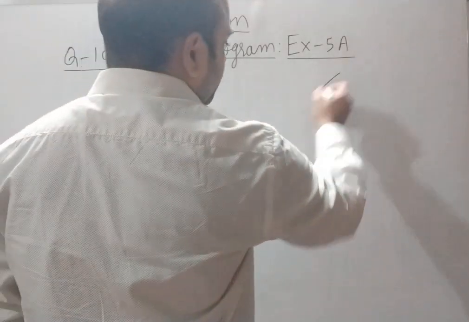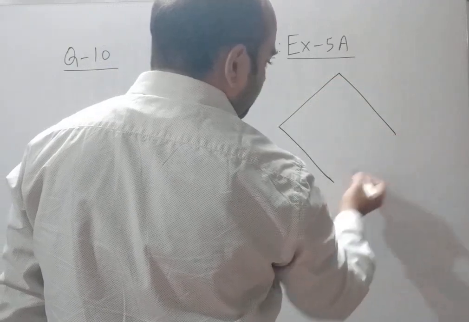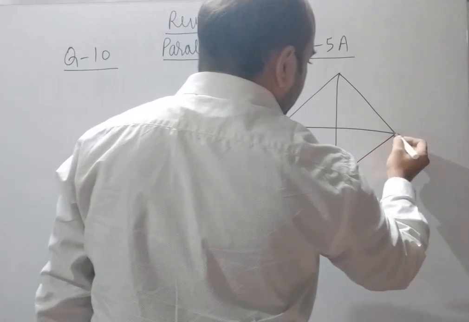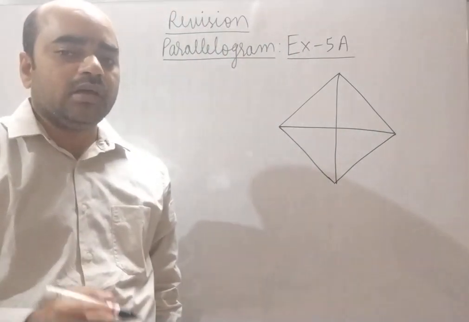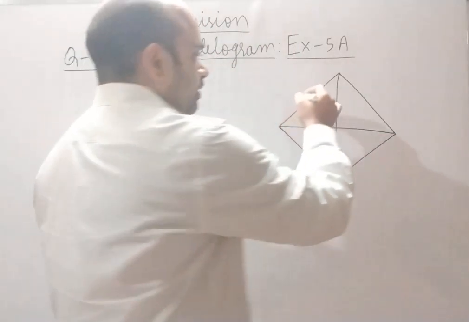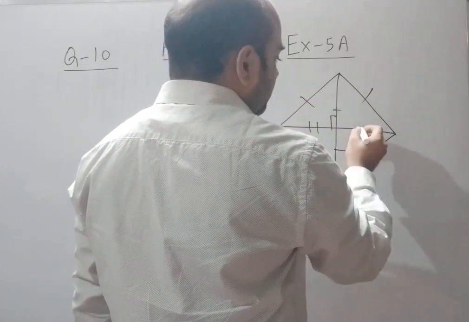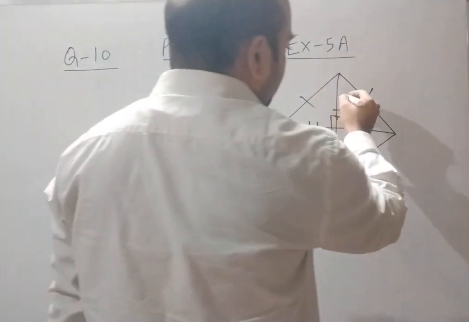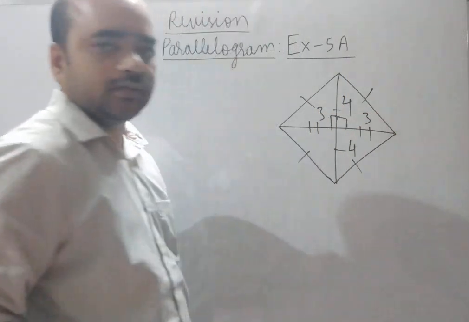See, rhombus is given and diagonals are given. Diagonals are 8 and 6, correct? So rhombus means all sides are equal and diagonals bisect each other at 90 degree. In rhombus all sides are equal and diagonals bisect each other at 90 degree, correct? So diagonals are 8 and 6. It means this will be 4, 4, 8 and this can be 3 and 3, correct? Clear?